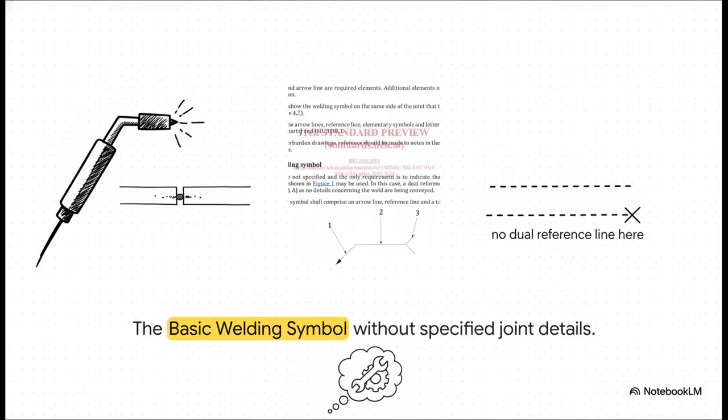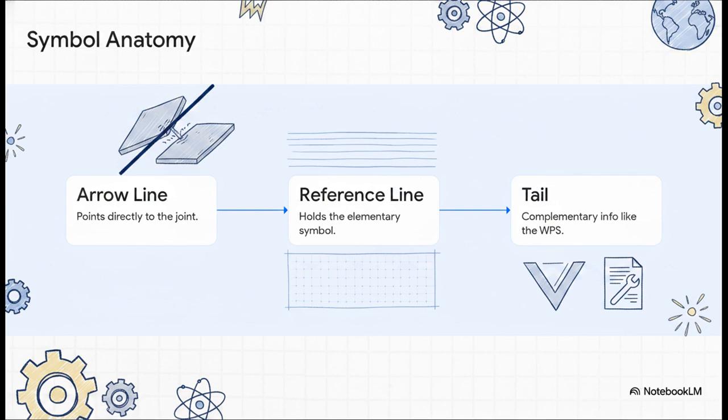And notice, there's no dual reference line here for System A yet because we aren't giving any specific details about the weld's geometry. But when you do want to give specific instructions, every complete symbol breaks down into three main parts. First, you've got the arrow line. Usually drawn at a 135-degree angle, this guy acts like a leader, pointing right at the joint. Next up is the reference line, typically parallel to the bottom edge of the drawing. Think of this as your foundation. And finally, you have the tail. That's the little V shape at the end of the reference line, and it's where you stash all the extra non-symbolic complementary info, like referencing a specific welding procedure specification, or WPS.